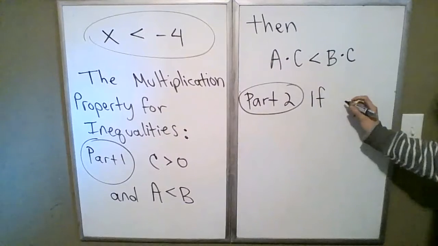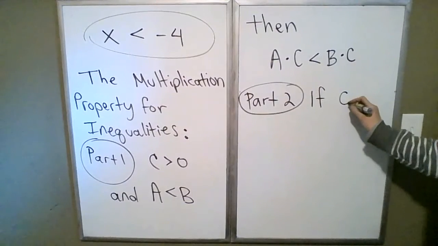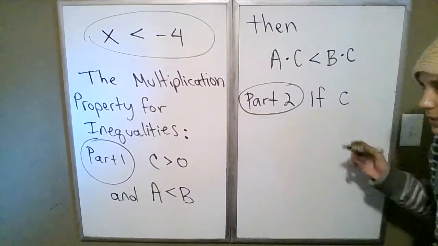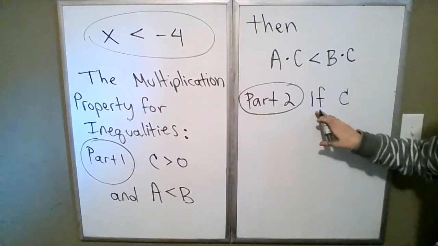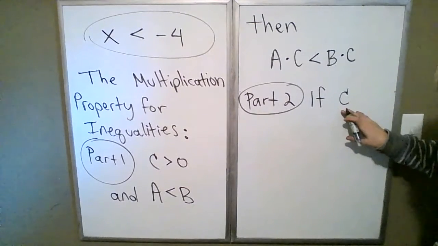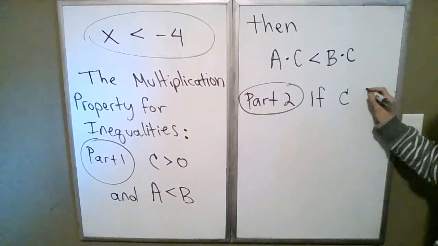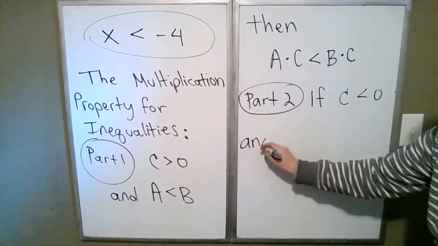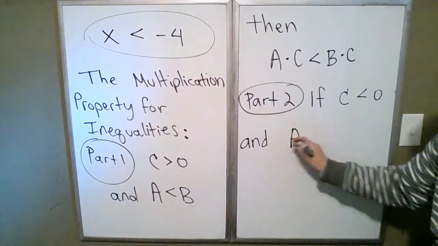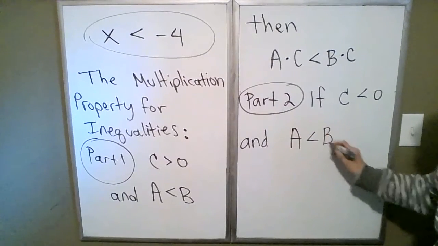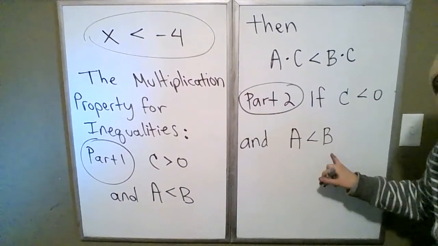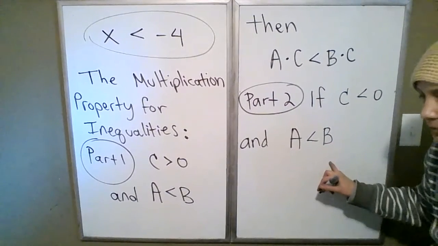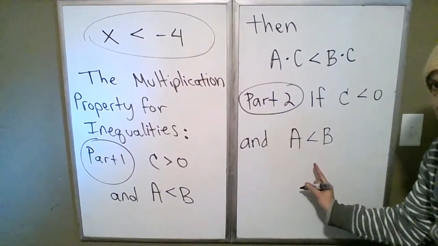So if your number C, which could also be an algebraic expression, but we're going to just stick with some value C, is negative, it's less than 0. And we still have A less than B. But when you multiply both sides by a negative number or divide both sides by a negative number, you have to flip the sign.